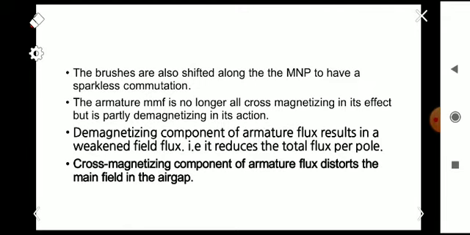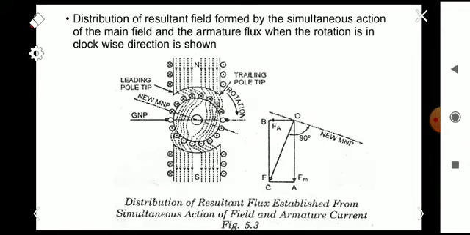So here the magnetic neutral axis will be shifted along the magnetic neutral plane, and the brushes will also be shifted so as to be along the magnetic neutral plane to have sparkless commutation. As shown in the figure, when this magnetic neutral plane is shifted, we have to shift the brushes along the magnetic neutral plane. For instance, if the brushes are not shifted and are left along the geometrical neutral plane, just assume the brushes are left on this geometrical neutral plane.